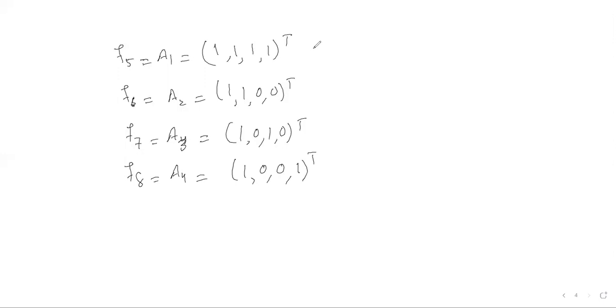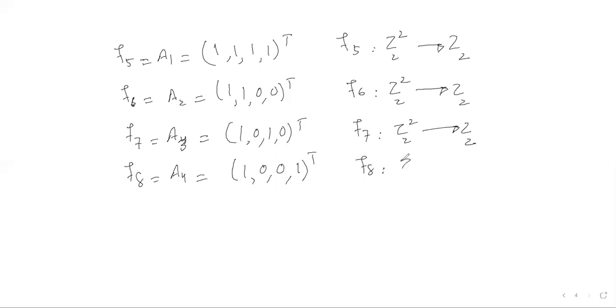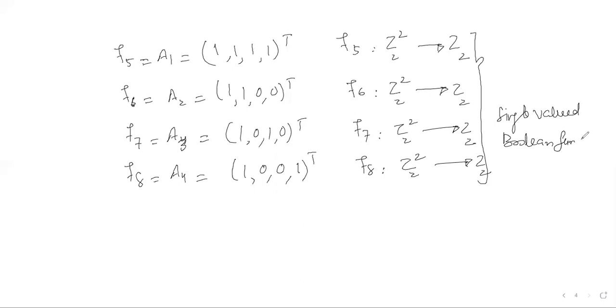So what does this mean? This means F5 is a function from G2 to G2. Then again, F6 is a function from G2 to G2. And F7 is a function from G2 to G2. And F8 is a function from G2 to G2. So these are all single-valued Boolean functions. Here you can see that these are all nonlinear Boolean functions.